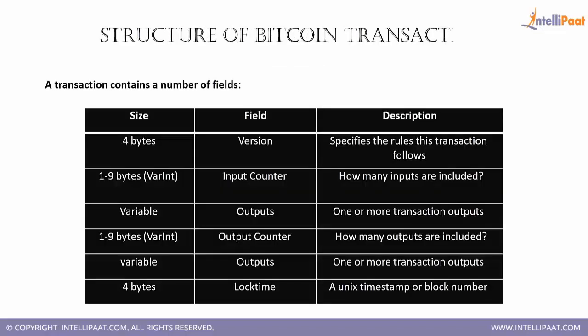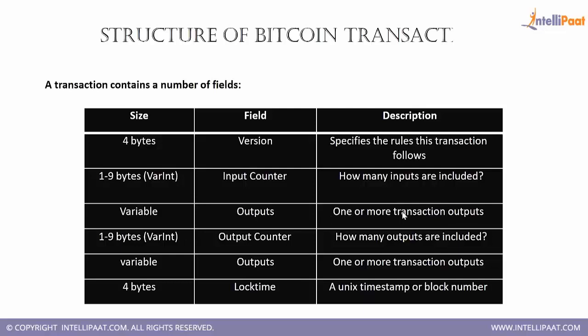Structure of a Bitcoin transaction. This is something interesting. A transaction contains a number of fields. You will have the version of a transaction, which specifies the rules this transaction follows. It will have multiple inputs, and how many inputs are included can be defined in 1 to 9 bytes.